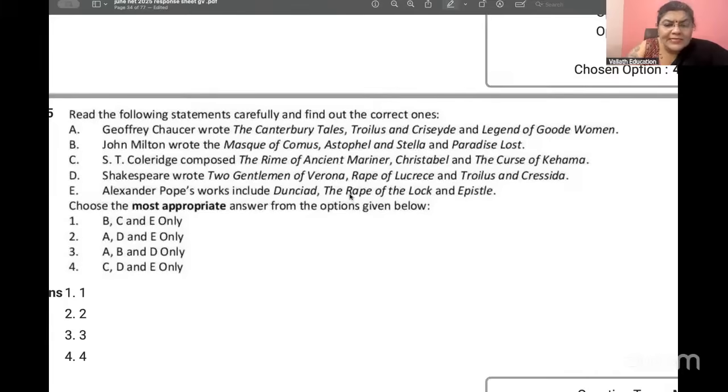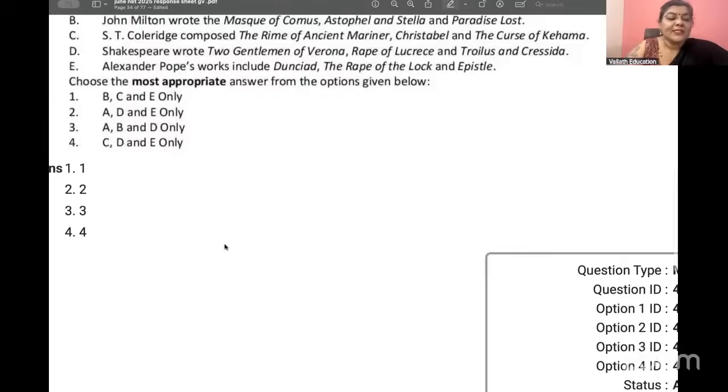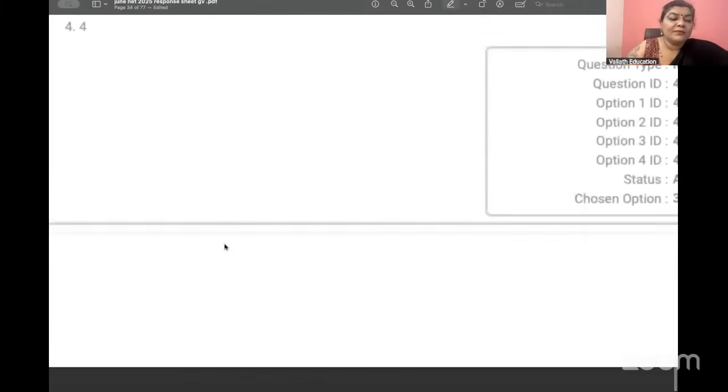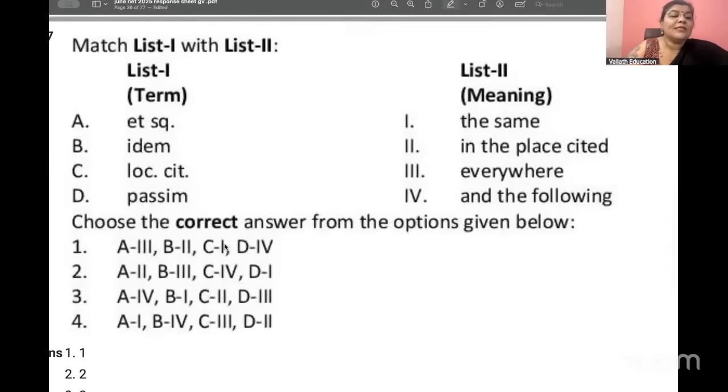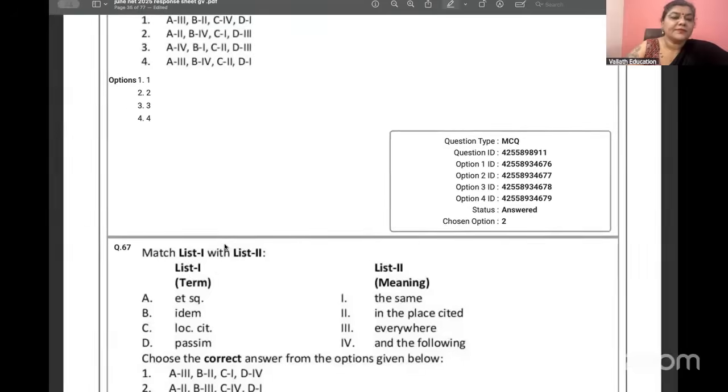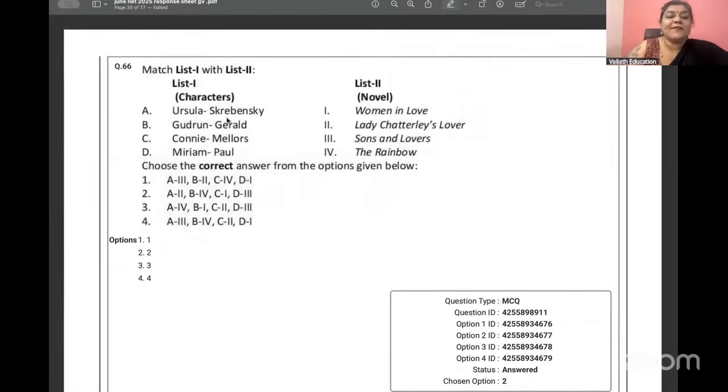Alexander Pope's work Dunciad, Rape of the Lock and Epistle. E. So A, D, E must be correct. A, D, E is the answer. That is also a direct question. Very easy. Okay. Next question. Question number 66, I guess. Question number 66. Here we go.